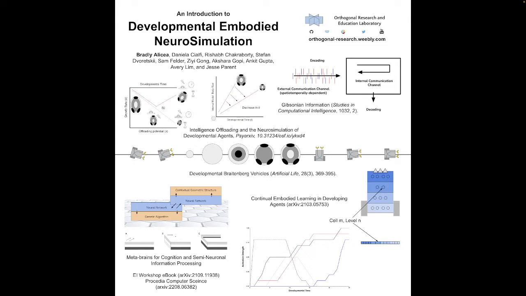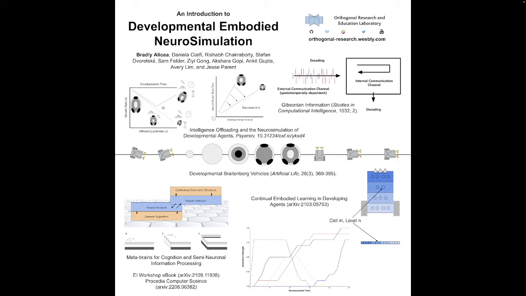We have a paper in the Studies of Computational Intelligence on Gibsonian information as a concept. We lay out the mathematics and the use cases for that. The next thing I'd like to talk about is our work on developmental Braitenberg vehicles. So you can see that down the center of the poster here.